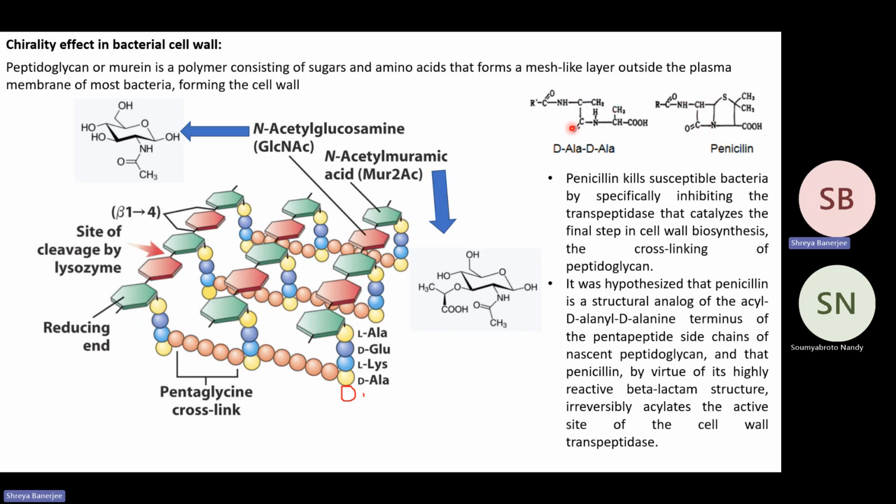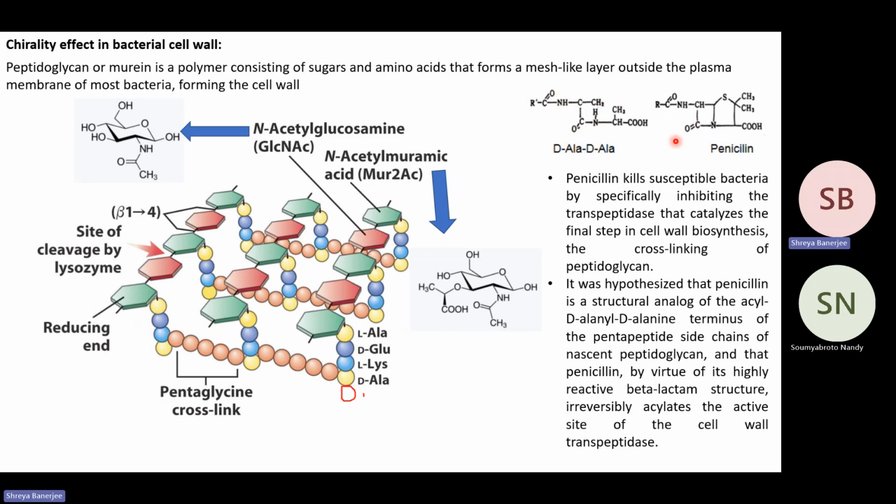It will compete with the D-ala and it will insert itself into the cell wall. And because penicillin is a non-native molecule, if it inserts itself into the cell wall, it will cause disintegration of the cell wall, and that helps in killing the bacteria. So that is why the chirality is important.